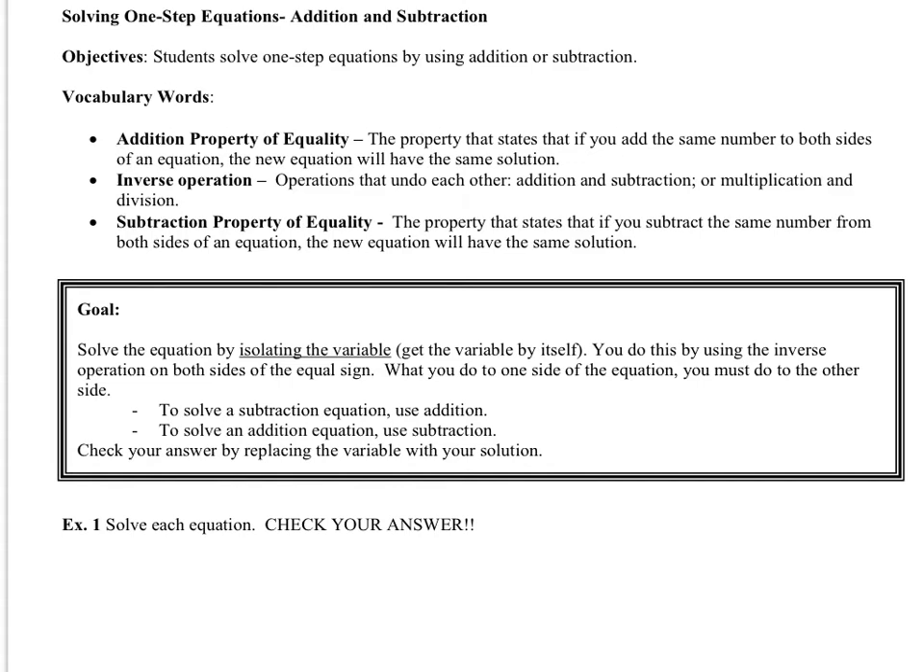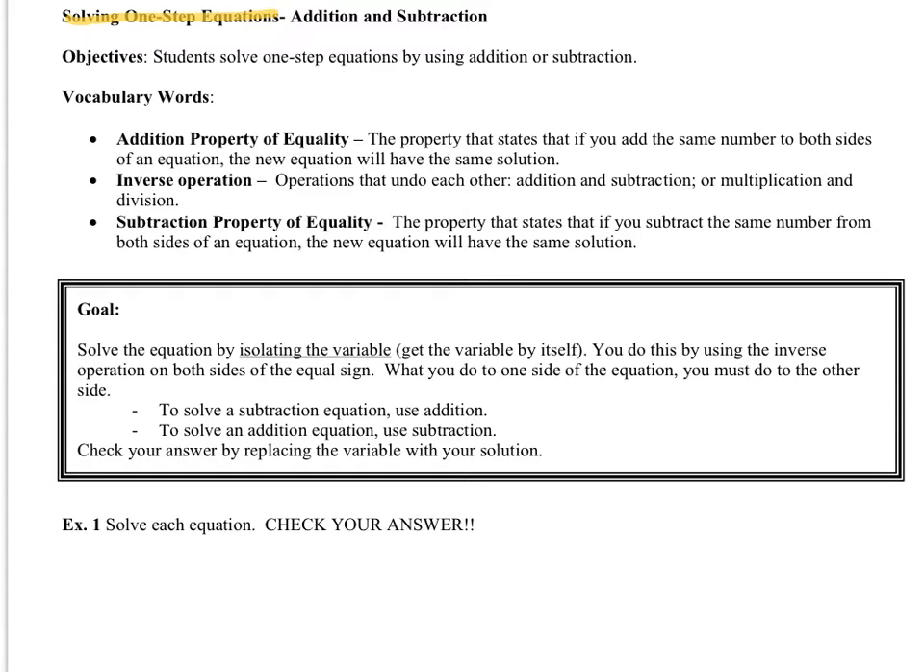All right, this is going to be our first video on solving one-step equations. Today we're going to just be adding and subtracting. So first let's take a look at our vocabulary words. The two of them are just properties that are going to be helpful to understand what we're doing.